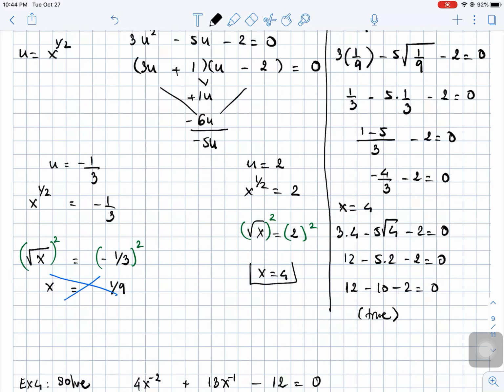Then we check x equal to 4. So we got 3 times 4 minus 5 times square root of 4 minus 2 equals 0. 12 minus 5 times 2 minus 2 equal to 0. And then we have 12 minus 10 minus 2 equal to 0. This gives us a true statement. So then we got the answer is x equal to 4.